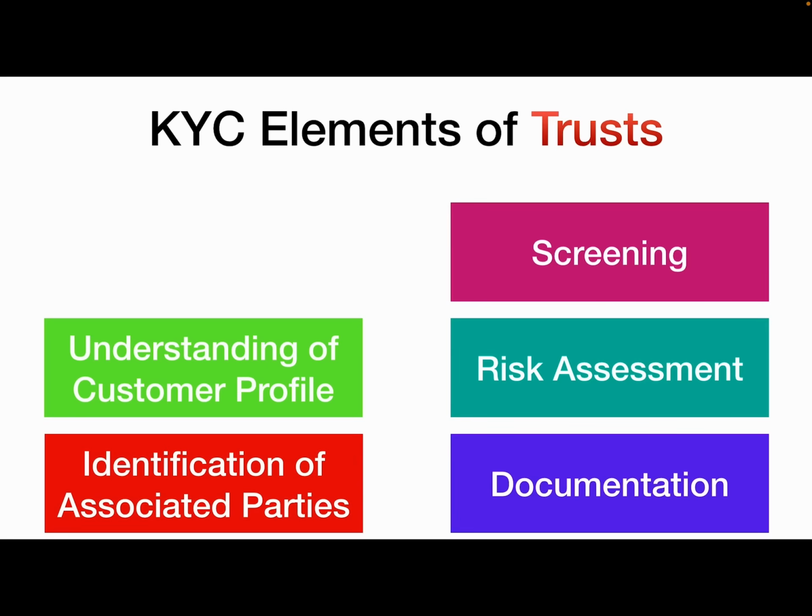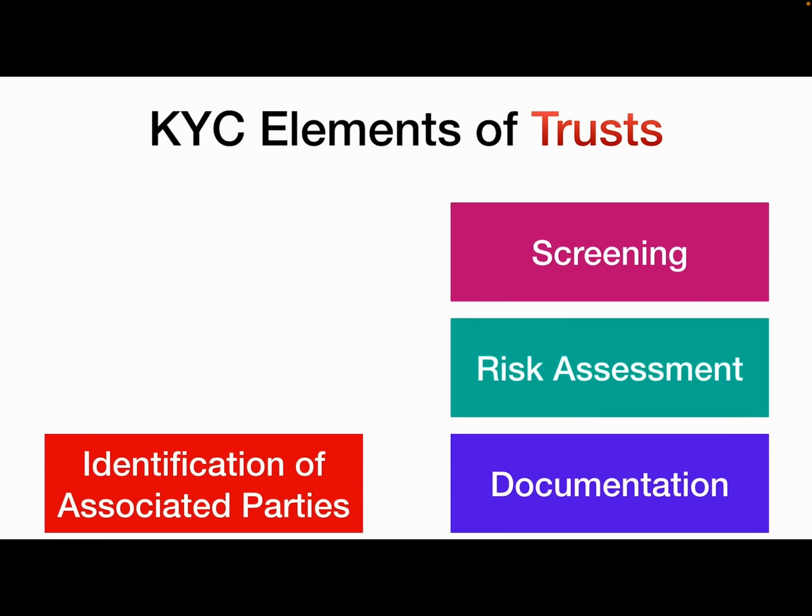Next is understanding the customer profile. Here we try to understand the purpose of creating the trust, which year the trust was created, the ownership structure, nature of business, purpose of relationship, and so on. Then identify associated parties. It's also quite important to identify associated parties, which bring some kind of risk to banks and need to be mitigated. For our understanding, the associated parties would include the UBO, settlor, trustee, and beneficiary, who need to be identified and verified.